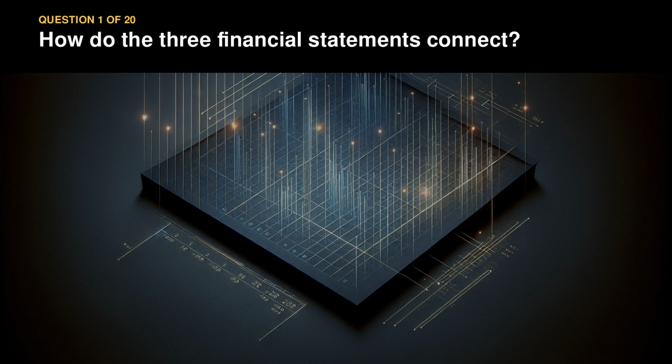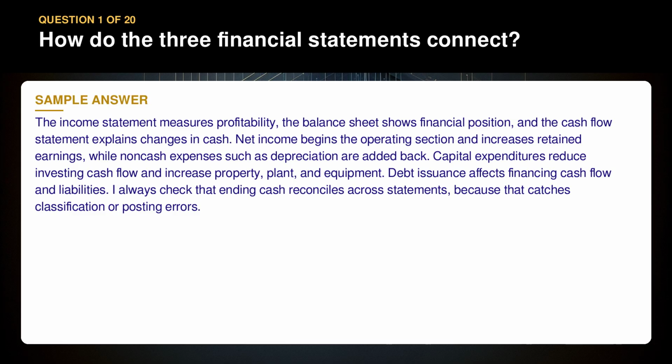Question 1. How do the three financial statements connect? The income statement measures profitability, the balance sheet shows financial position, and the cash flow statement explains changes in cash. Net income begins the operating section and increases retained earnings, while non-cash expenses such as depreciation are added back.